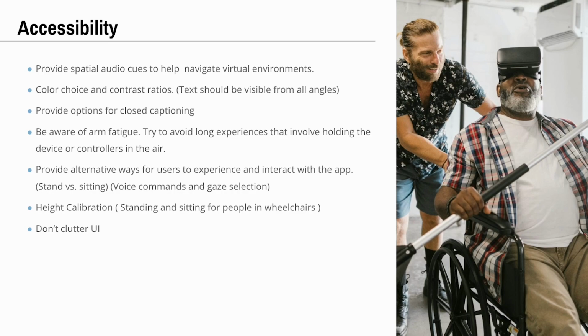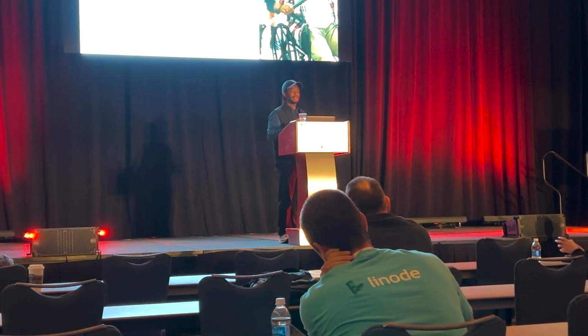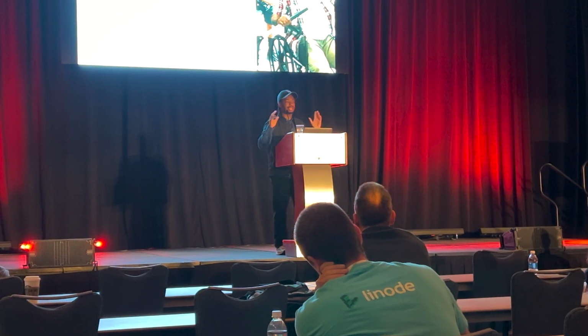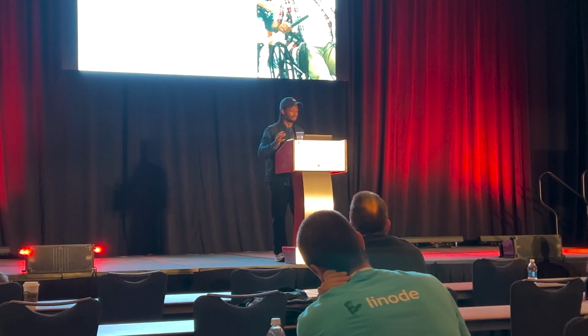However, affordances can only get you halfway there. This is where accessibility comes into play. Just because someone understands how they should use your product doesn't mean they can perform those actions. You want to make sure you are creating experiences that are accessible to everyone. So in general, you should provide spatial audio cues to help navigate virtual environments, meaning things that are close up should sound close up, and things that are far away should sound far away. Now, this sounds easy, but what it does is it helps people understand where they are in your environment.